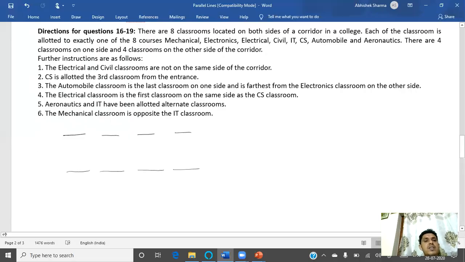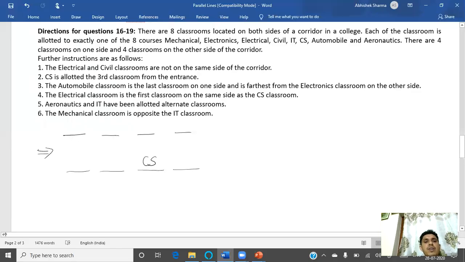Okay, so the statement is, the electrical and civil classrooms are not on the same side of the corridor. The information is not given about either the electrical or civil classroom, so let us leave it. Second statement is, CS is allocated the third classroom from the entrance. So friends, if the entrance is in this direction, CS can be here or on the row up. We can take any of these two. CS is allocated the third classroom from the entrance.